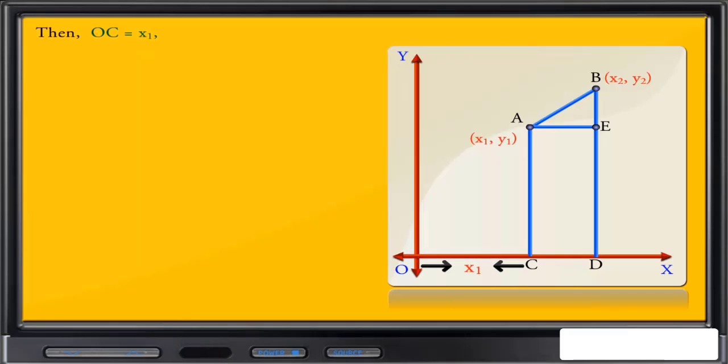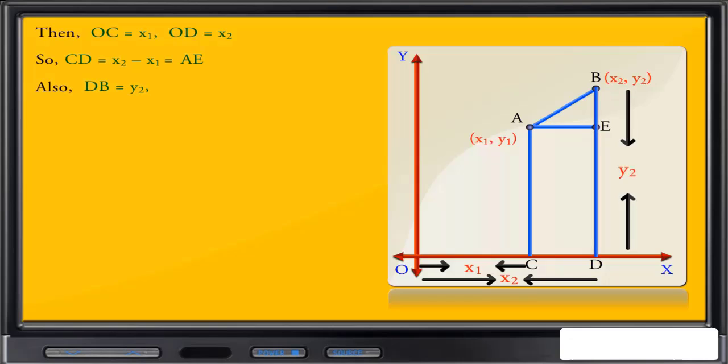Then, OC is equal to x1, OD is equal to x2, so CD is equal to x2 minus x1, which is also equal to AE. Also, DB is equal to y2, DE is equal to AC is equal to y1. So, BE is equal to y2 minus y1.